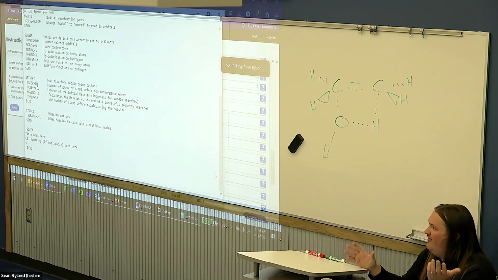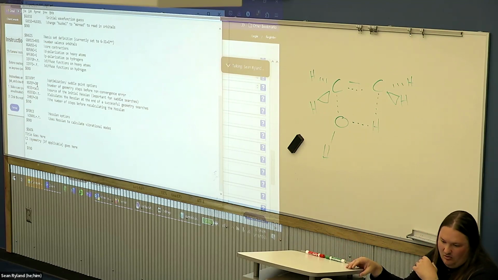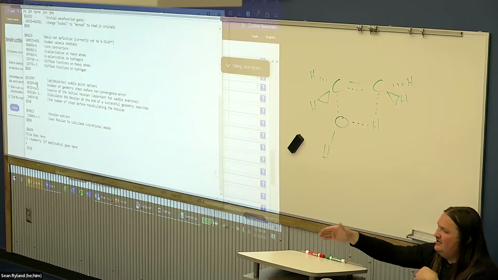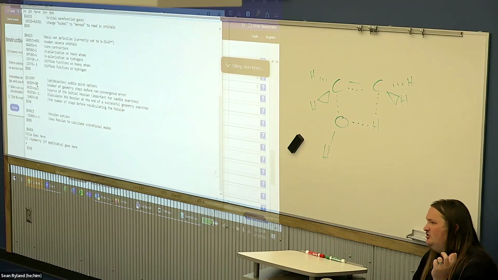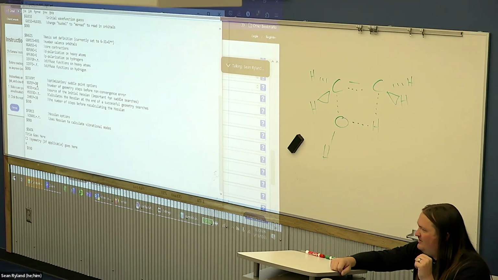It'll just say failed to reach convergence. And so 30 is more than enough for these small systems. That's plenty of steps. If it takes more than 30 steps to get to the bottom, your initial guess probably wasn't very good. So sometimes what you do is you just take your output after 30 steps.